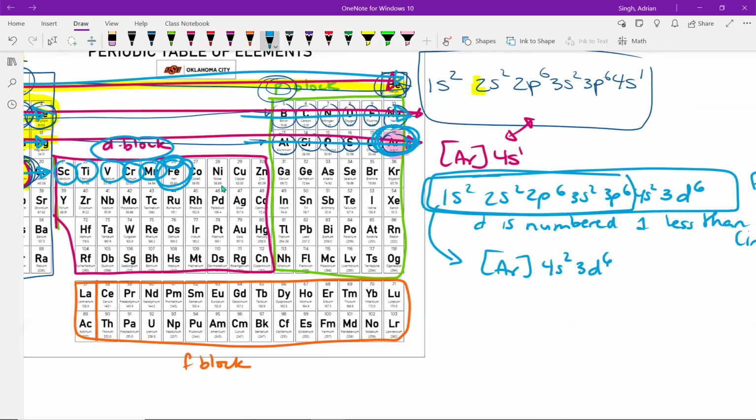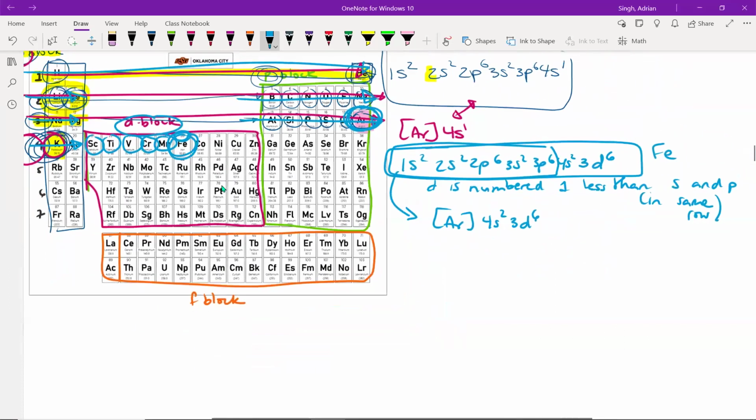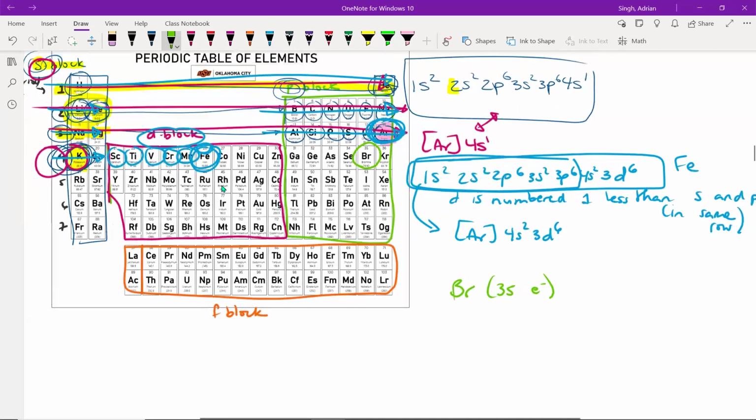Okay, let's just do another one in that same row so we can reinforce that point. Let's do, in green here, bromine. So bromine is this thing. Bromine has a total of 35 electrons. So if I go through the same process.